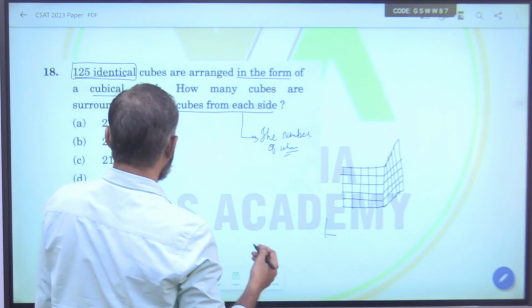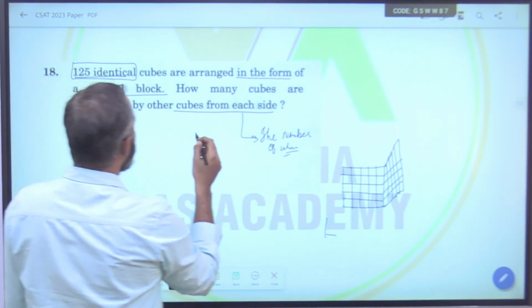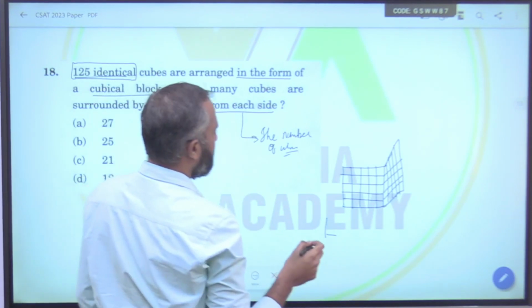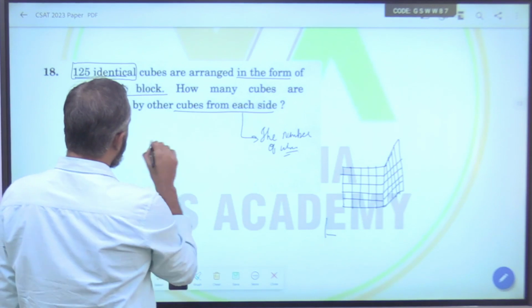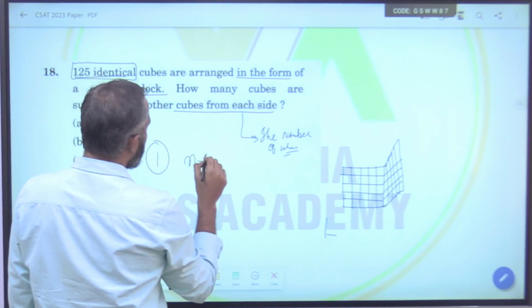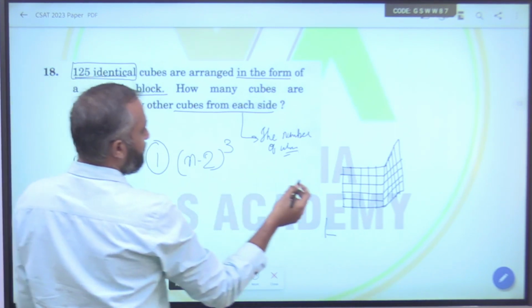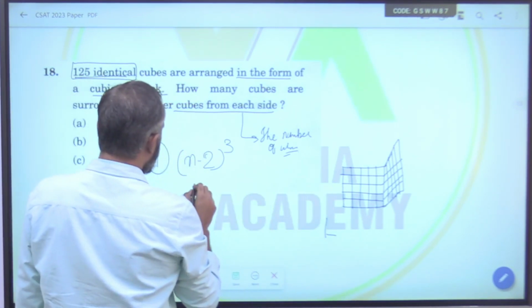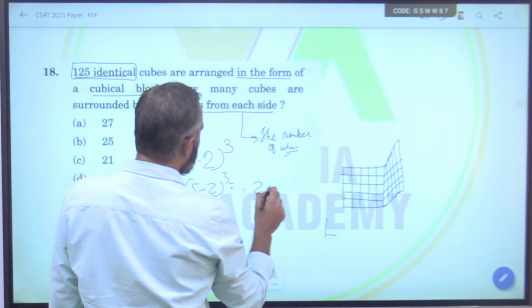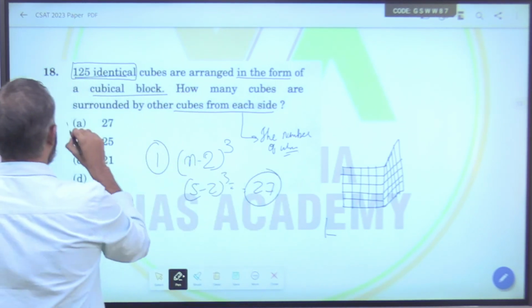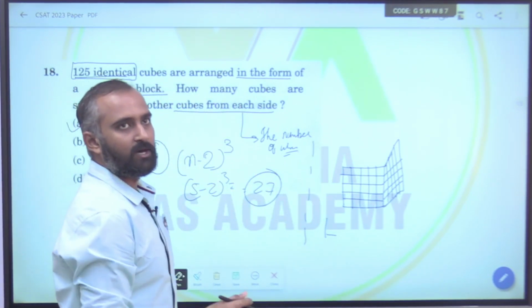Okay. Now, how many cubes are surrounded by other cubes on each side? There are two ways to do this. One is simply the formula, which is n minus 2 whole cubed. Since 5 is given, we could do 5 minus 2 cubed, that is 27. Answer A. Another way of doing this is just visualization, no need to remember the formula, just follow this.